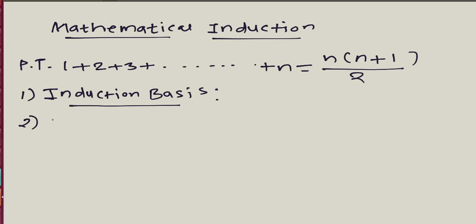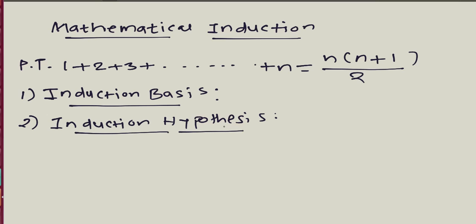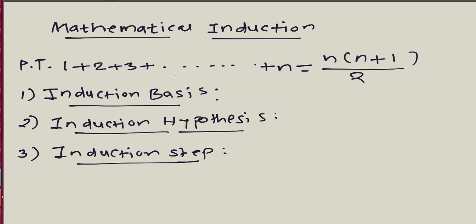The second step is induction hypothesis. In this step we assume that this theorem is true for some k. That means it is, for example, true for first k natural numbers. So that is the induction hypothesis. The third step is called induction step. In the induction step we prove that this theorem is true for k plus 1. In the hypothesis we assume that the theorem is true for the first k numbers, and while proving it for k plus 1, we will take help of this hypothesis or assumption.